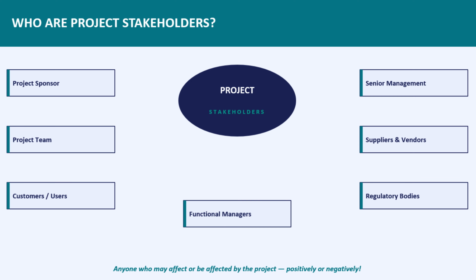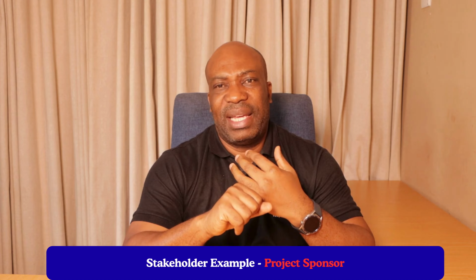You could be asking, Oscar, what are examples of these stakeholders? So in this section of the video, I'm going to take you through some examples of stakeholders that you should expect in a project environment. So one of them is a project sponsor. I can tell you it will be very unusual to run a project without a sponsor. A sponsor is the one whose responsibility is to make sure that the project is well resourced, whether it's human resources or non-human resources.